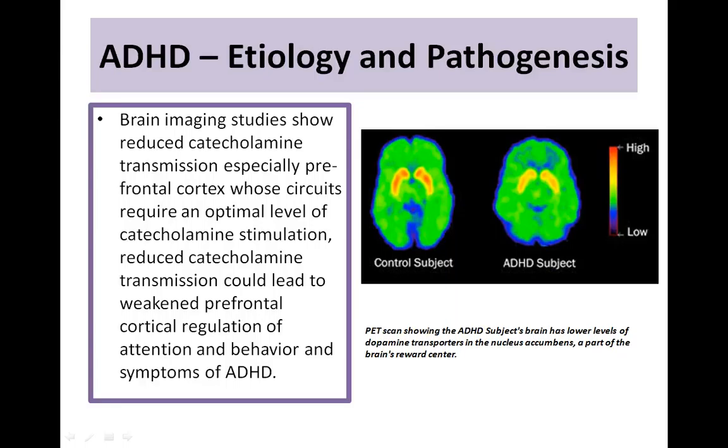This graph shows one of the imaging modalities of the brain. It's called a PET scan, and here we can see the lower level of dopamine transporters in the nucleus accumbens, which is part of the brain reward center. This is highly pathognomonic for ADHD.